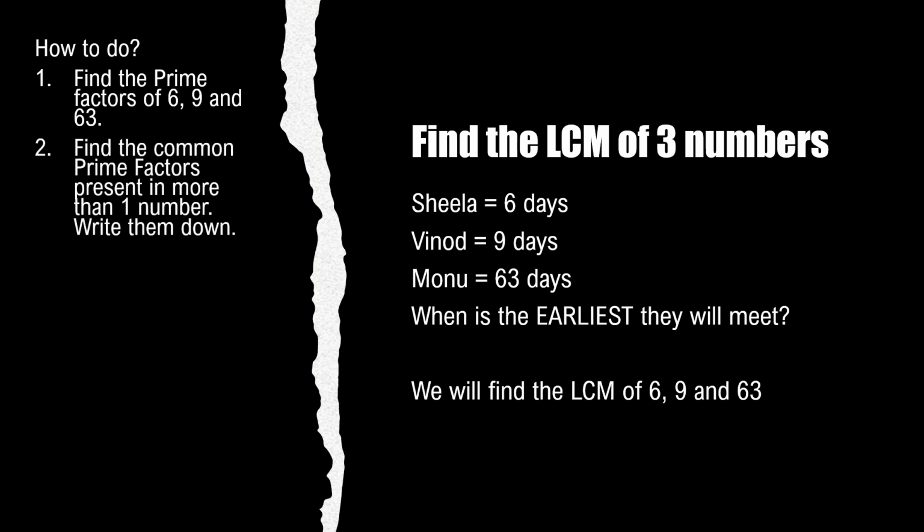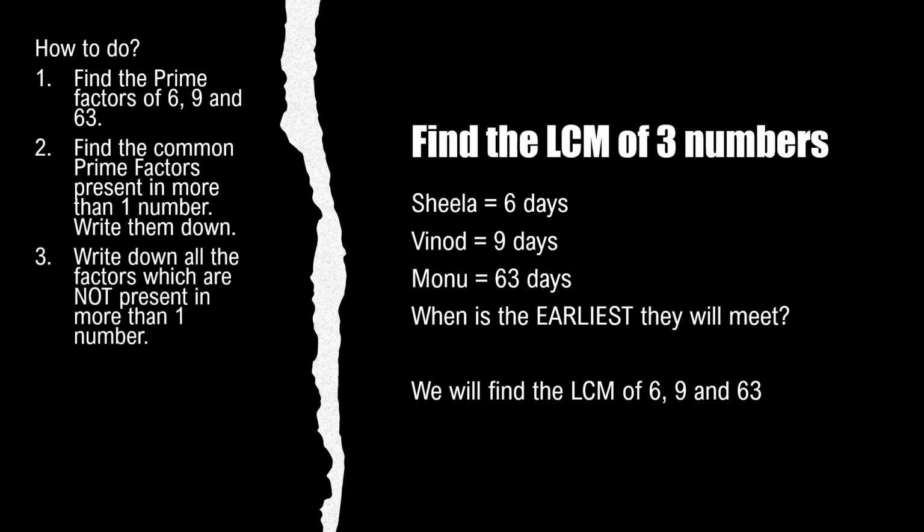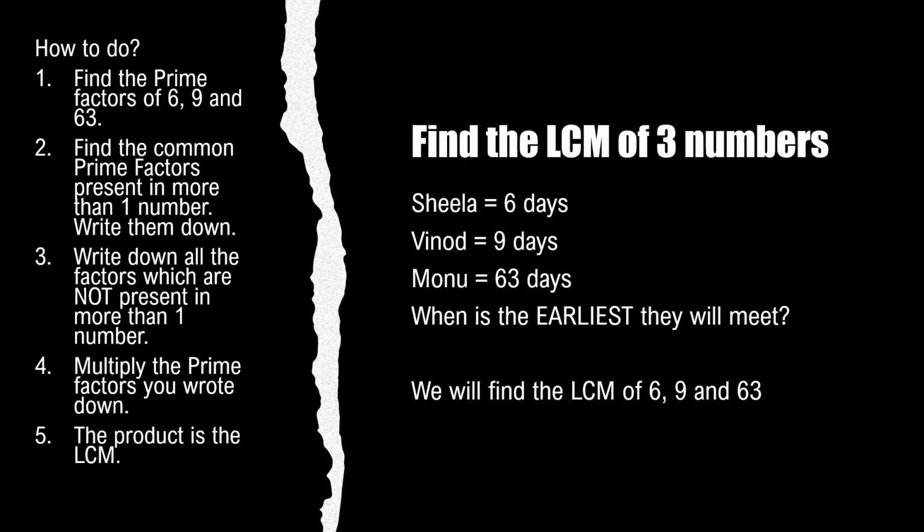After that, we will find the common prime factors that are present in more than one number. We will write them down. Then we will write down all of the factors which are not present in more than one number. Then all the prime factors that we got, we will multiply them. And the product is the LCM. You can try solving this by yourself by pausing the video. Once you have finished, you can come back and start watching.